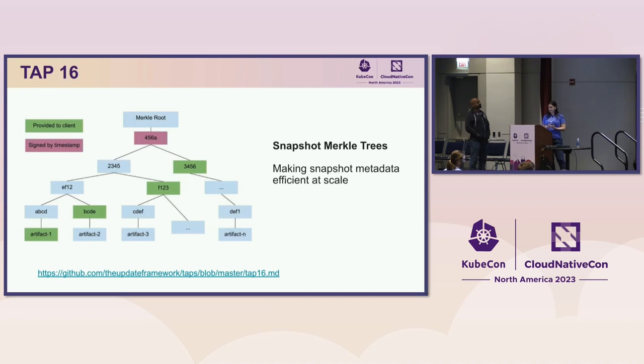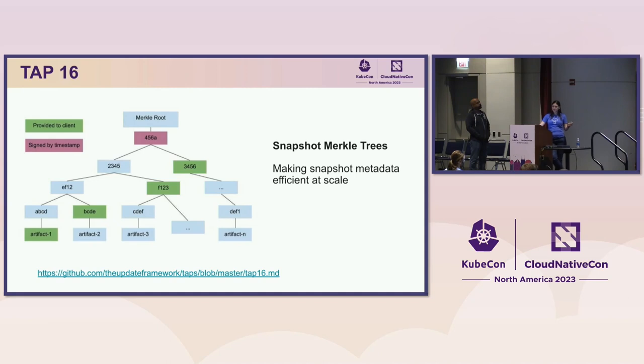The idea here is to make the snapshot metadata in TUF more efficient at scale. So if you remember from the brain dump a couple of slides ago, snapshot metadata in TUF lists the name and version number of every different metadata file in a TUF repository, which when there's like 10 metadata files is totally fine, but if you start having millions of these different metadata files in a single repository, clearly this linear scaling starts to get in the way.